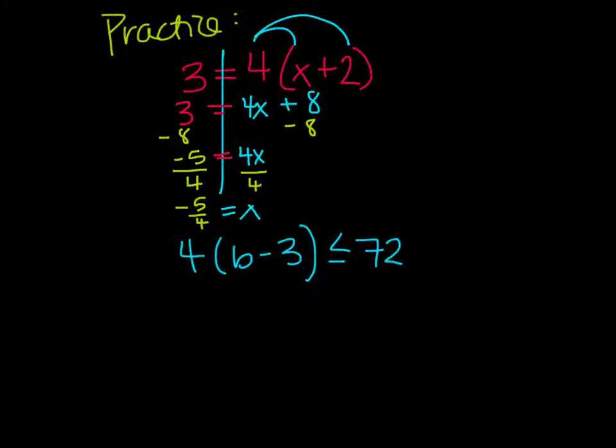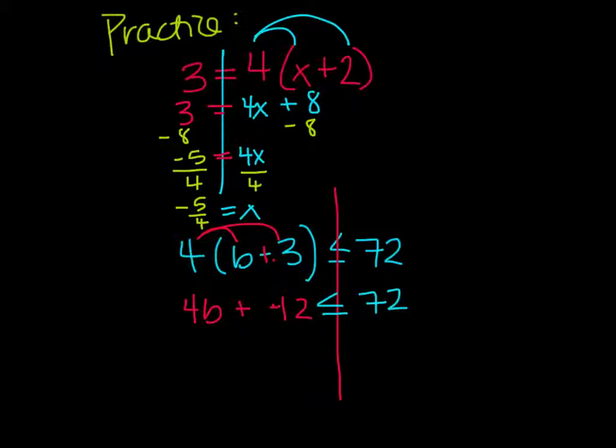Now, our next problem, we have 4 times (b minus 3) is less than or equal to 72. Remember, we're just acting like this is essentially an equal sign until we have to do a positive or negative multiplication or division. So let's start out with 4 times b, 4b, and 4 times negative 3, or 4 times plus a negative 3. So we have plus a negative 12, is less than or equal to 72.